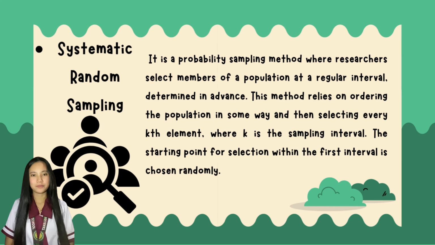Systematic random sampling is a probability sampling method where researchers select members of a population at a regular interval determined in advance. This method relies on ordering the population in some way and then selecting every kth element, where k is the sampling interval. The starting point for selection within the first interval is chosen randomly.